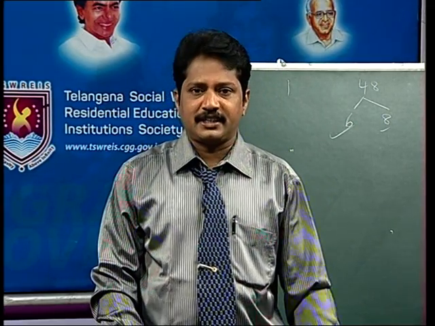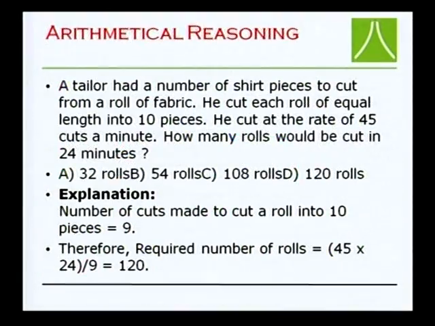Okay. Now, come to the next question, just observe it. A tailor had a number of shirt pieces to cut from a roll of fabric. He cut each roll of equal length into 10 pieces. He cut at the rate of 40 cuts a minute. How many rolls would be cut in 24 minutes?